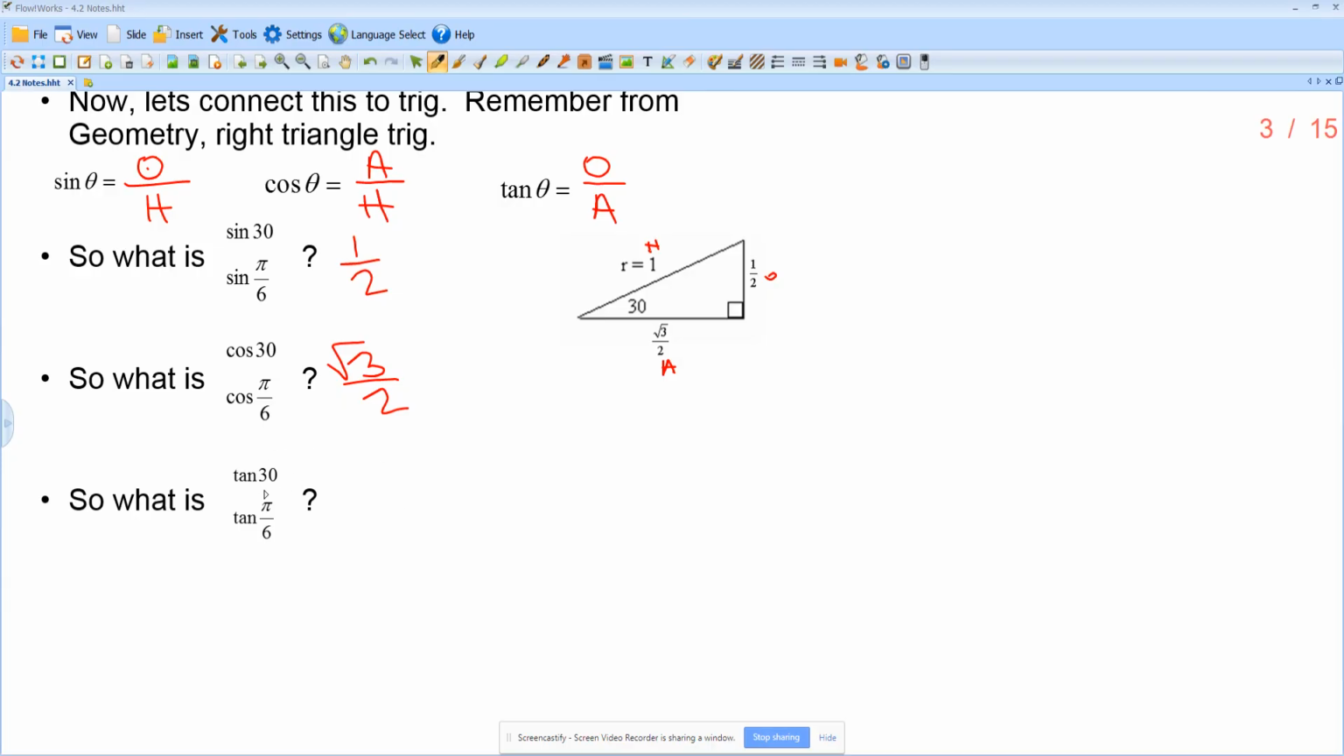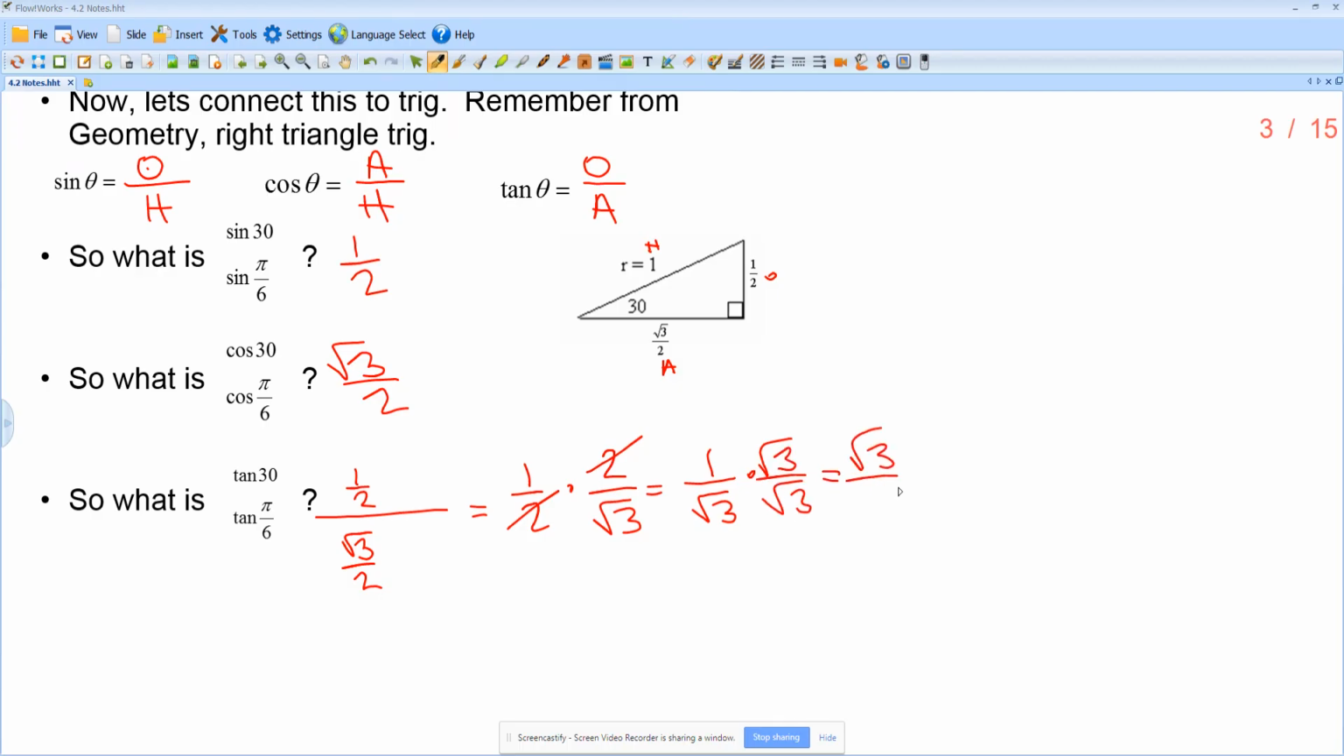And the tangent of 30 degrees, or the tangent of pi sixth, is opposite 1/2, and this one I'll write out, over the adjacent, root 3 over 2. And if you're not sure what this turns into, well, when you're dividing by fractions, you multiply by the reciprocal of this, so 2 over root 3. The 2 over 2 cancels, so I'm left with 1 over root 3. And then we always rationalize, so multiply by square root 3 on top and bottom. This gives me square root 3 over 3. So sine was 1/2, cosine was root 3 over 2, tangent was root 3 over 3.